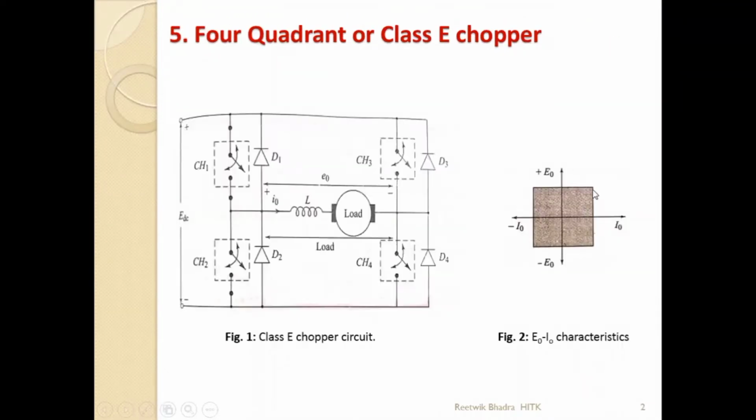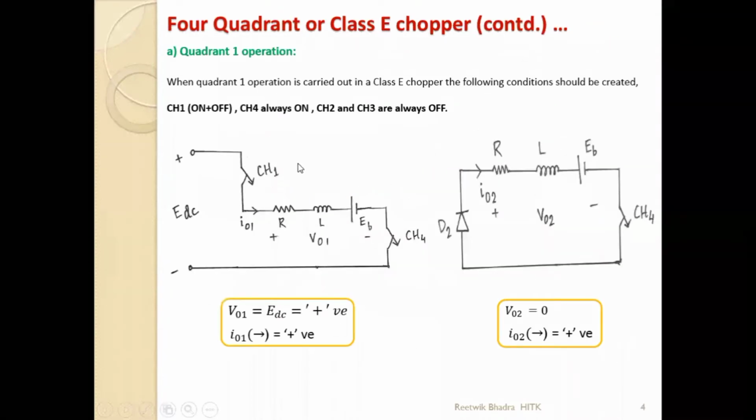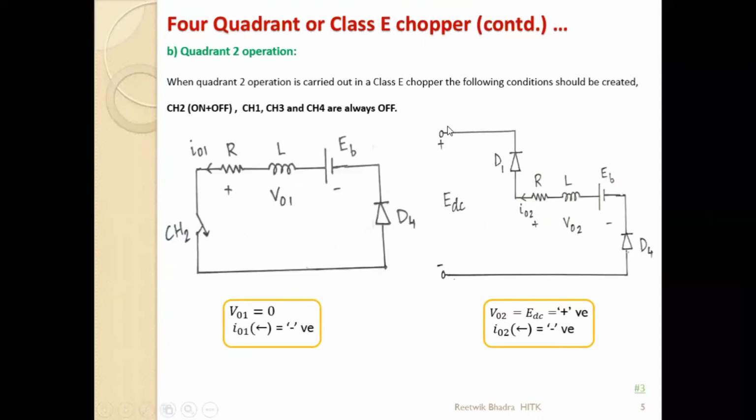Which quadrant? First quadrant. Positive voltage, positive current, first quadrant operation. So this condition you have to remember. I'll tell you an easy way to remember it later, but for now we have to remember this much. Then jumping on to quadrant 2 operation.